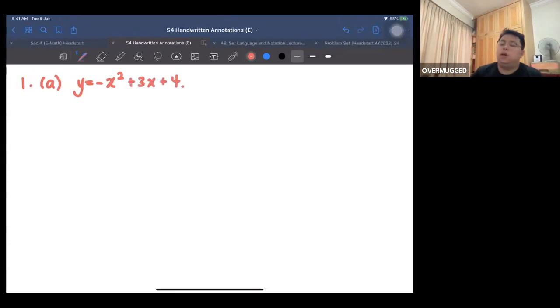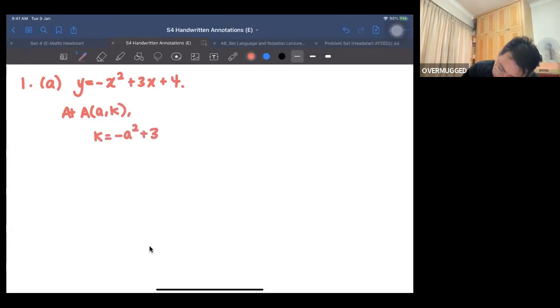Okay, and we know that this curve cuts both coordinates of A and B, so these two are the coordinates that are touching the curve. What is an important property for a point that is on the curve is that when you substitute the point into the curve, the equation will make sense. So I'm going to do a simple substitution. At A, k, I substitute: k equals negative A squared plus 3A plus 4. Equation 1.